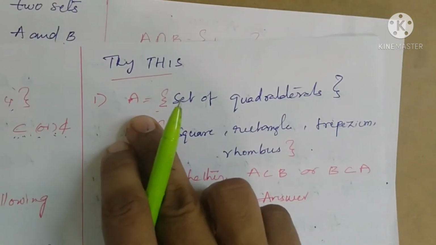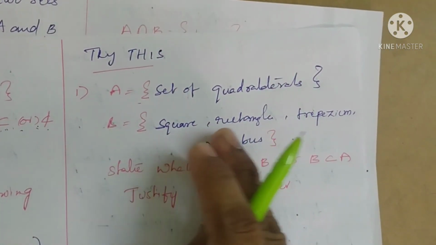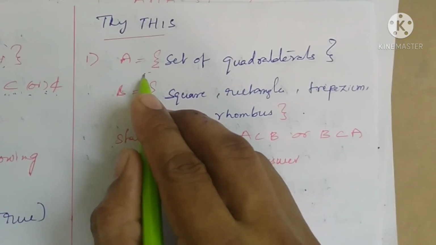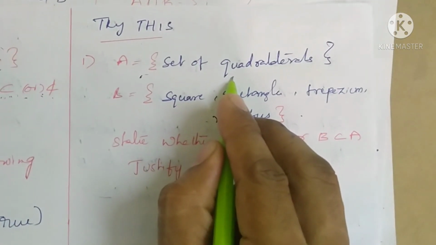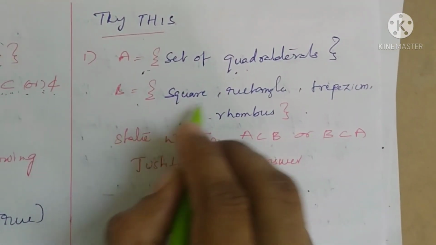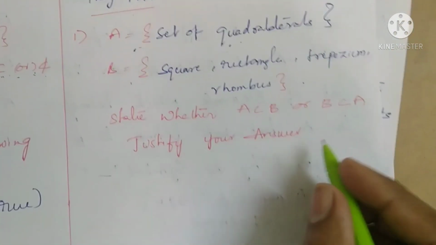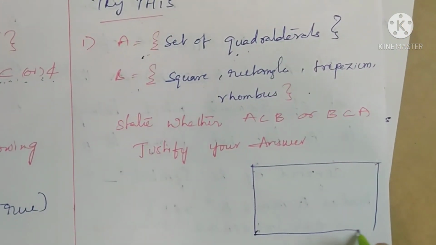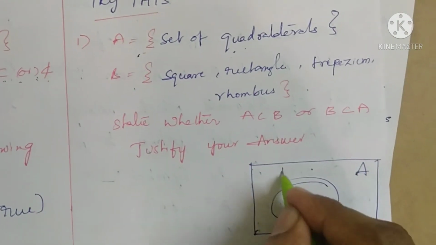So try this first one. A is equal to the set of quadrilaterals. B is equal to square, rectangle, trapezium and rhombus. So here A is the universal set, right? Why? Because it consists of all types of quadrilaterals. So B is a part of A. B is equal to square, rectangle, trapezium, rhombus, right? So here A is the universal set. B is a part of it.